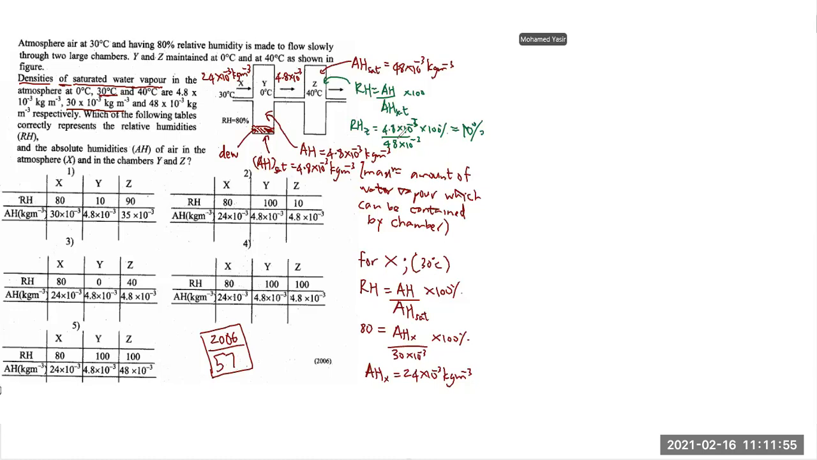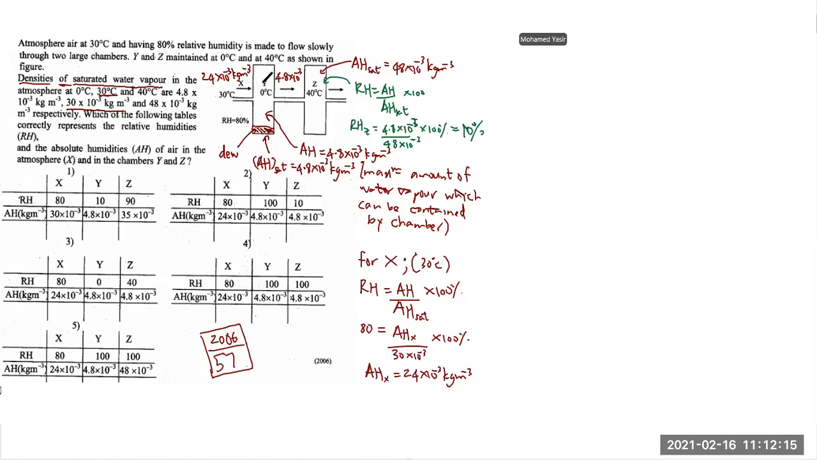4.8 is 10% of 48. So 10 is the answer. That is the relative humidity of Z. Then the summary. At X, relative humidity is 80. Absolute humidity is 24 into 10 to the power minus 3. In all the answers, that is the value for X.